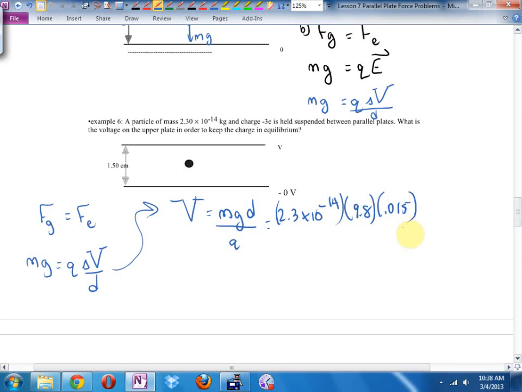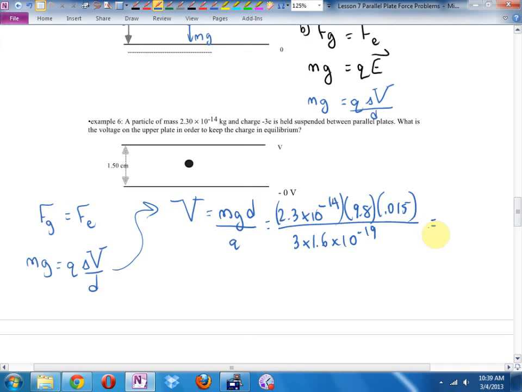0.015, 1.5 centimeters, divided by, the charge is 3 electrons. Again, I'm going to ignore the negative because I want a positive voltage. I can look at the diagram. 3 times 1.6 times 10 to the negative 19. 3 electrons. How many volts would you need for this system?